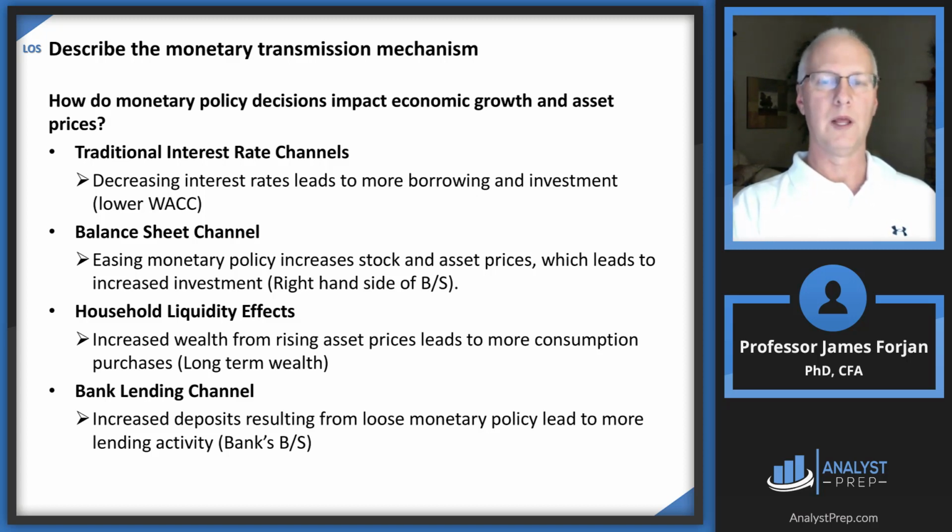How about household liquidity? Of course, whenever a household experiences an increase in wealth, they naturally are going to buy more cars and buy more refrigerators and buy more PlayStation 4 consoles. And my children will buy more PlayStation games. And then the bank lending channel. What happens here is if there are lower interest rates and all this other stuff that we're talking about, we're going to end up with more deposits, and that's going to lead to more lending activity. So think of the bank's balance sheet there.